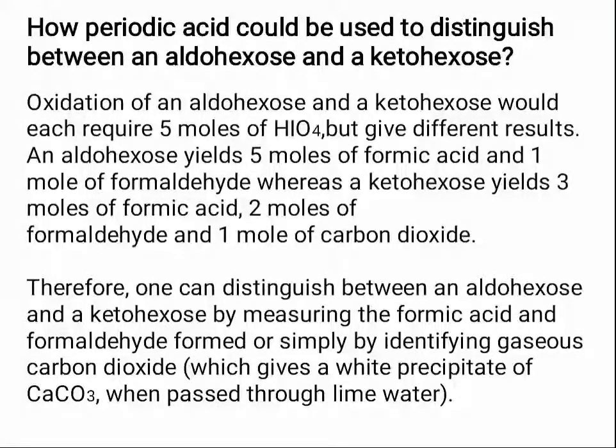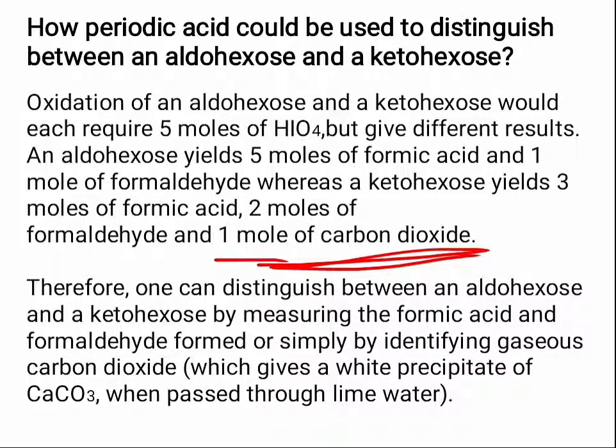How could periodic acid be used to distinguish between an aldohexose and a ketohexose? Oxidation of an aldohexose and a ketohexose would each require 5 moles of HIO4 but give different results. An aldohexose yields 5 moles of formic acid and 1 mole of formaldehyde, whereas a ketohexose yields 3 moles of formic acid and 2 moles of formaldehyde and 1 mole of carbon dioxide. So this is the most important thing. In case of ketohexose, you can get 1 mole of carbon dioxide.